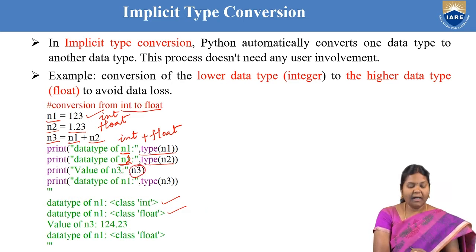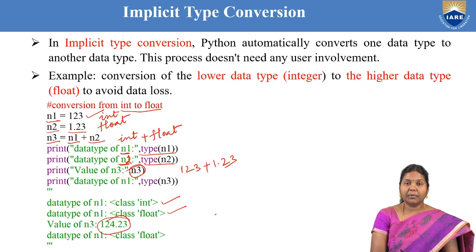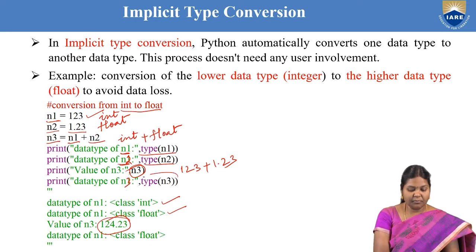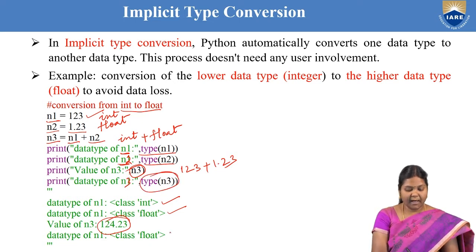Now, what is the value of n3? We have added 123 plus 1.23, and it has given the new value 124.23. So, after adding the integer with the float, the integer has been converted into float implicitly. If you check the data type of n3 by writing type of n3, you will see that it now belongs to the class float. This is called implicit type conversion from int to float.